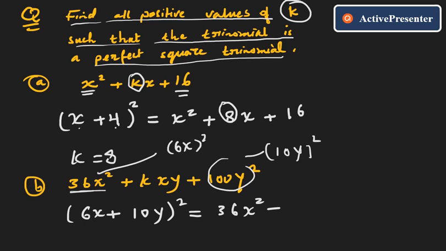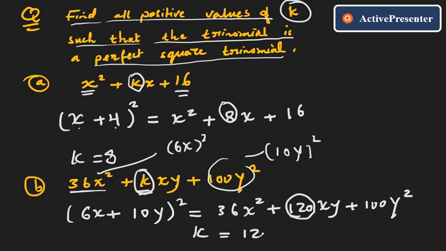36x squared plus 2 multiplied into the first into the second. 2 multiplied by 6 is 12, multiplied by 10 is 120xy, right? Plus 100y squared. So what is the value of k? k multiplied by xy here and 120 multiplied by xy here, so k equals 120.